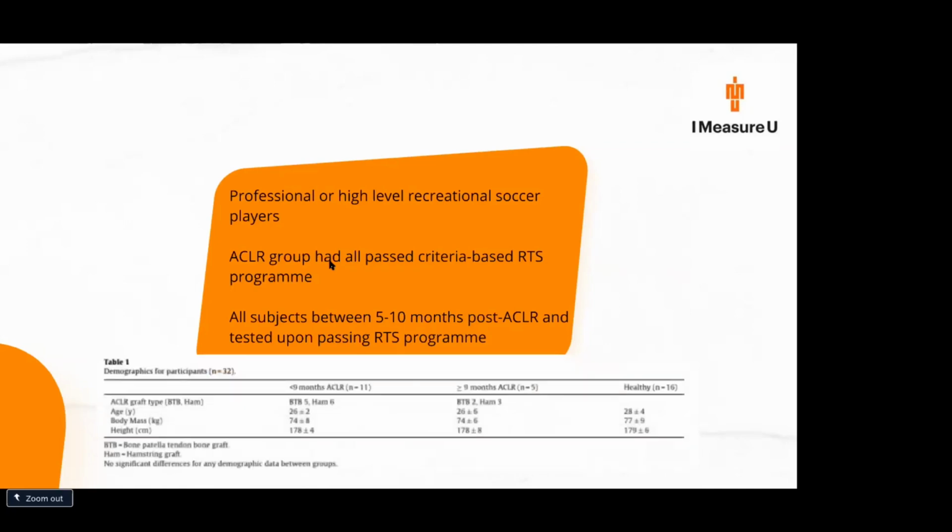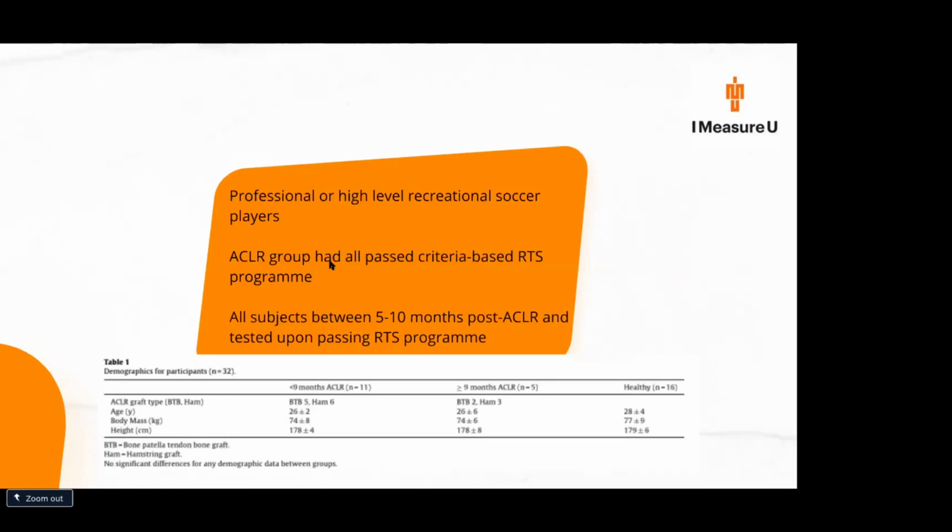And we can dive a little bit more into the demographics of the participants here. So 32 in total, healthy athletes. There were 16 of them, and then the ACLR athletes were split into two groups, shorter than and greater than 9 months. And you can see that they were matched, and there was no significant differences for any of the demographic data.